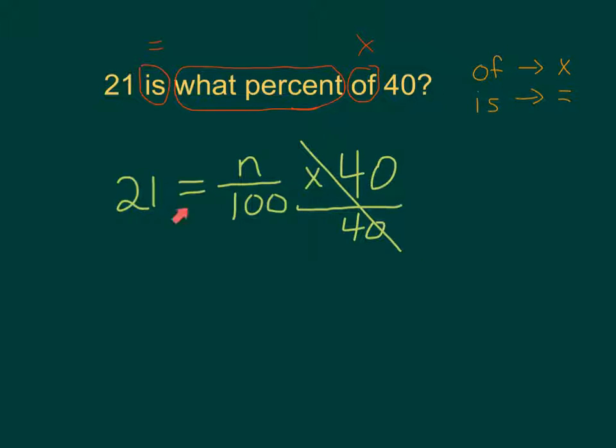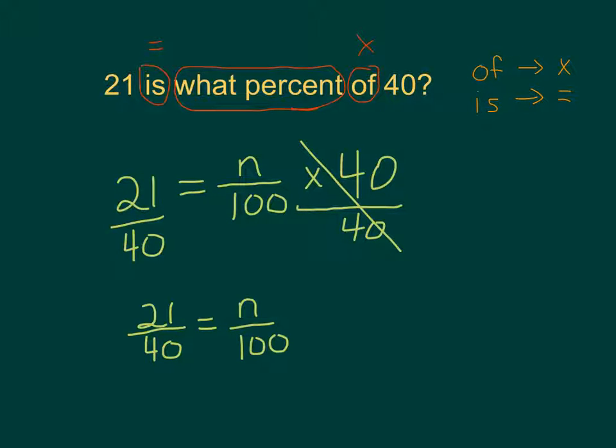Alright, and remember, to keep it equal, I have to do the same thing to this side. So I divided by 40 over here, so I'm going to divide by 40 over here. Okay, now what you see is I've turned it into a fraction. And we know fractions are just like division problems. So I have 21 over 40, or 21 divided by 40, is equal to n over 100.